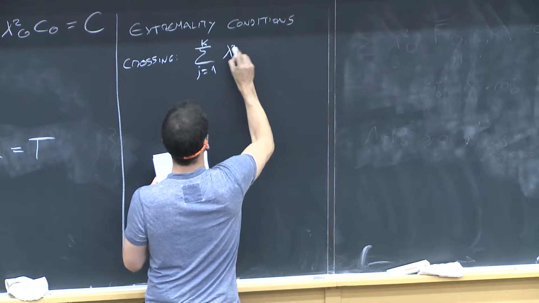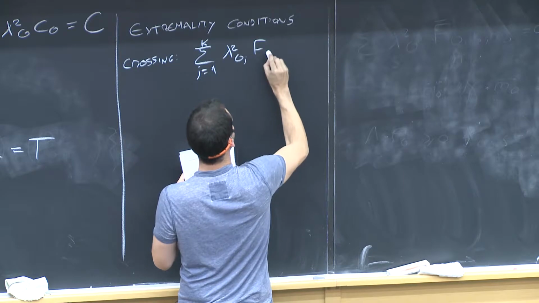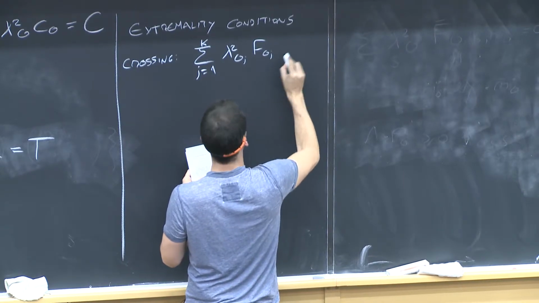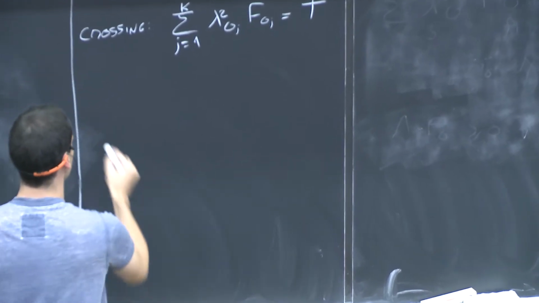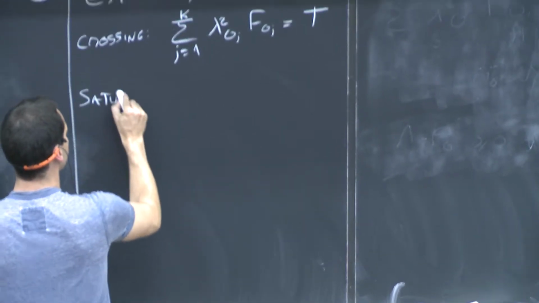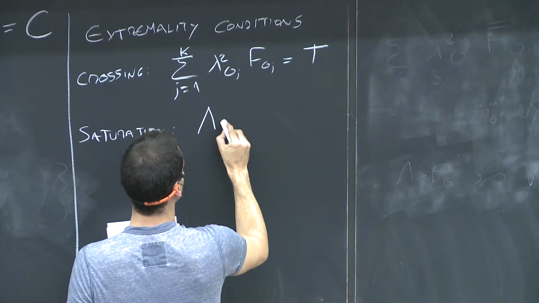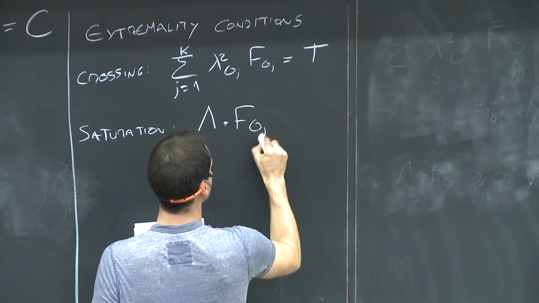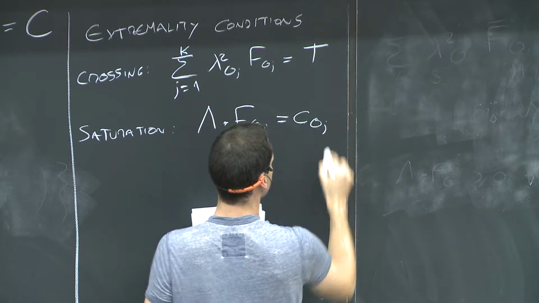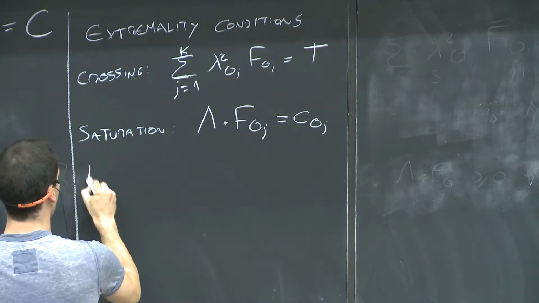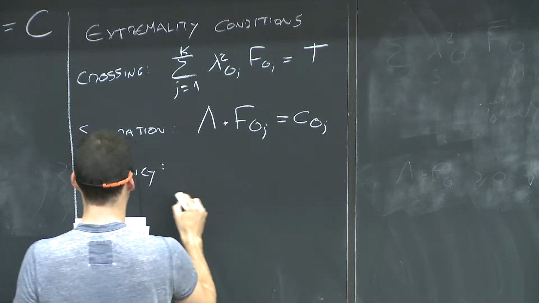Okay, let me do it like this. Lambda squared O_j f O_j is equal to t. Next condition, saturation: the functional dotted into these vectors is equal to the respective costs. And the final condition is tangency.